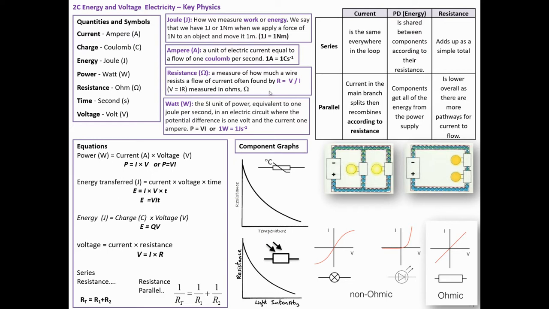Resistance, that's a measure of how much a wire resists flow of current. You find it by the ratio of V divided by I is R, or V equals IR, and we measure it in ohms. Omega is the symbol.